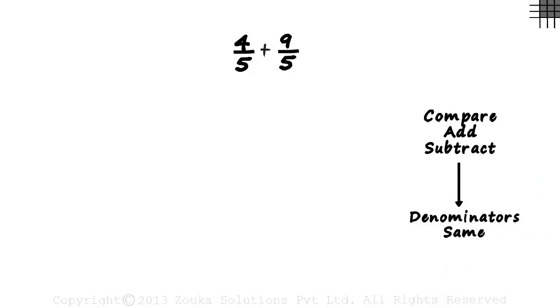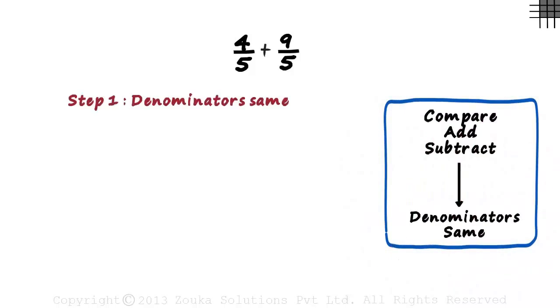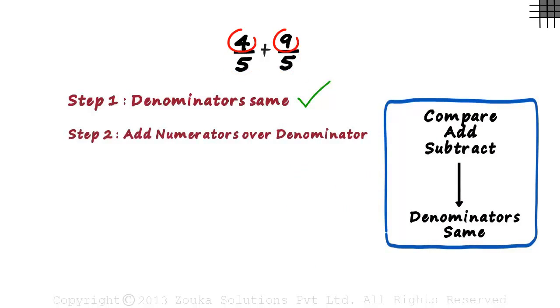For addition, the first step is to make the denominator same. In this example, we can see the denominators are already the same. In the second step, we just add the numerators over the denominator. The numerators are 4 and 9, and the denominator is 5. The sum will therefore equal 4 plus 9 divided by 5, which is 13 by 5.